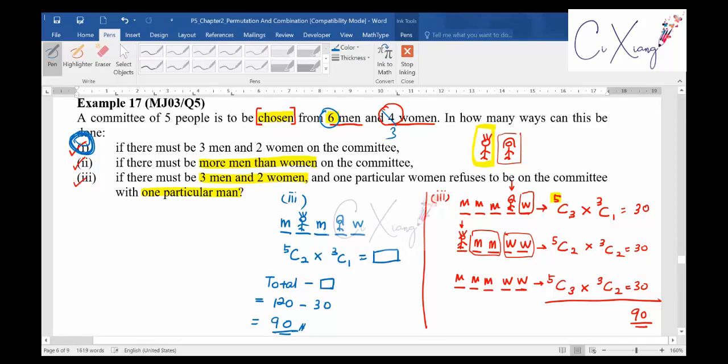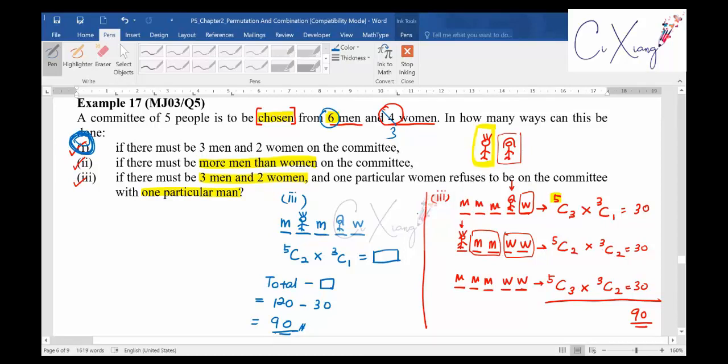Okay, so for example 17 part 3, like what I showed you just now, it is longer in steps because you consider all the possible cases. And then for example 17 part 3 also, this blue color part is you do it in the other way. Then you assume that both of them are already in the committee, then you take the total minus this case. Alright? Both are correct. There's no correct or wrong for this part. Okay, so both will be accepted.